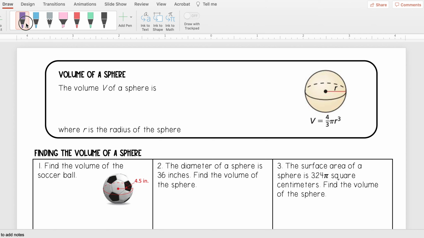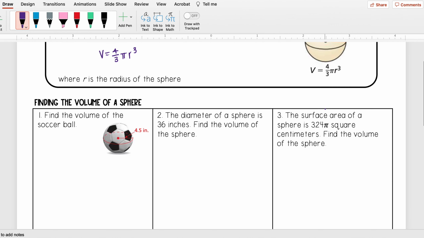In this video, we're going to be talking about finding the volume of a sphere. So the volume of the sphere is V equals 4/3 pi r cubed, where r is the radius of the sphere. So unlike surface area, with volume we are finding the amount of space inside of the sphere.